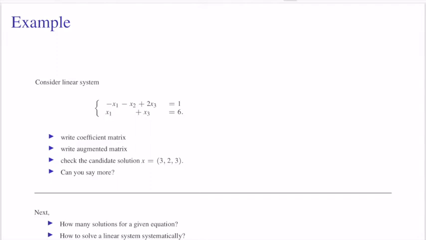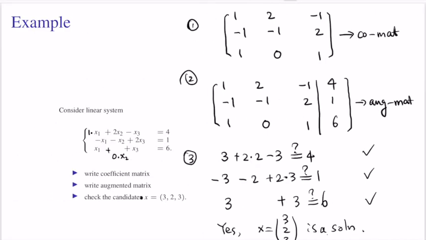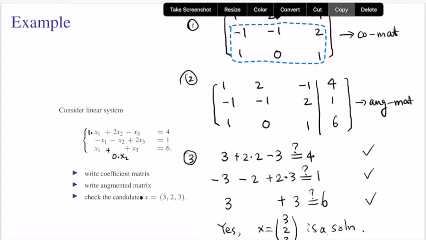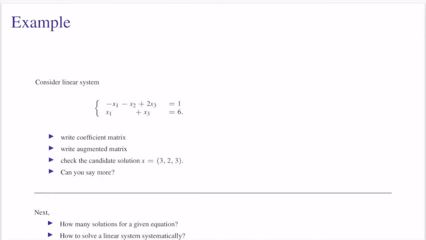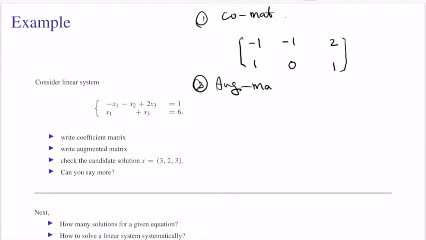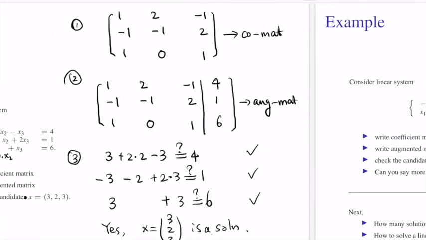So for the coefficient matrix, we can take advantage of the first example, so we can just copy and paste. And that gives me the coefficient matrix. And we can also do the same thing for the augmented matrix from the previous one. So copy and paste the last two rows. So I'm going to skip that.